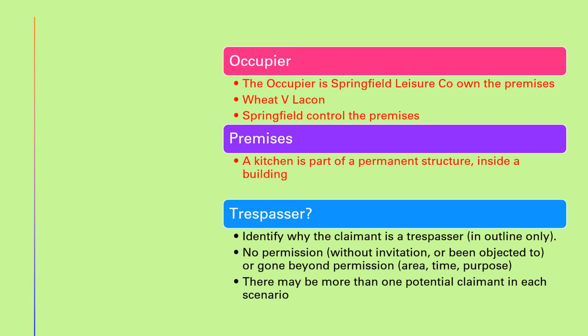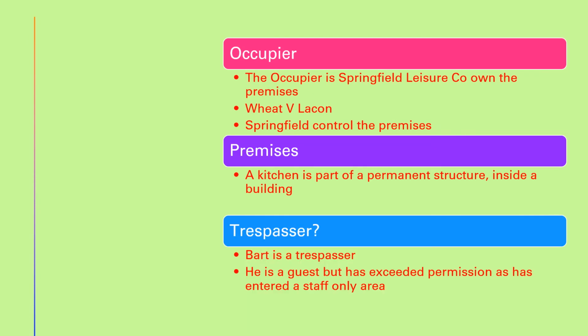Now in terms of trespasser, well, Bart is a trespasser. He is a guest of the holiday camp, but he's exceeded permission as he's entered a staff only area. So at that point he's exceeded permission, he becomes a trespasser. The rules are laid out if you study burglary, but of course trespassing is a tort, it's not something we cover on AQA. So this is what we need to know, give that kind of light touch, but of course it's a way in which you can be a trespasser, is to exceed permission.